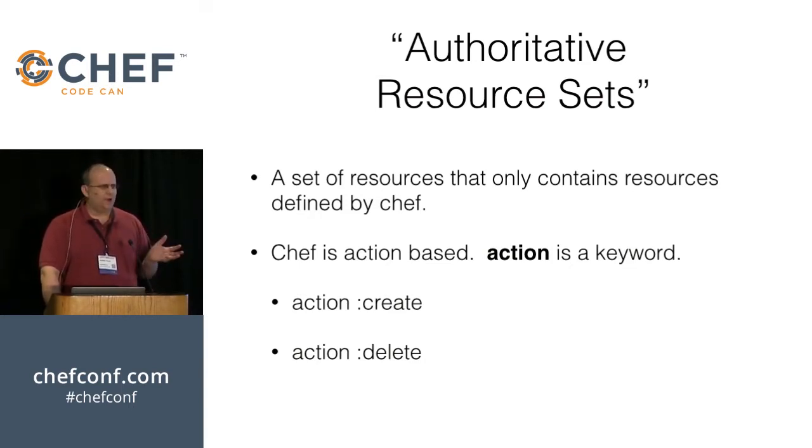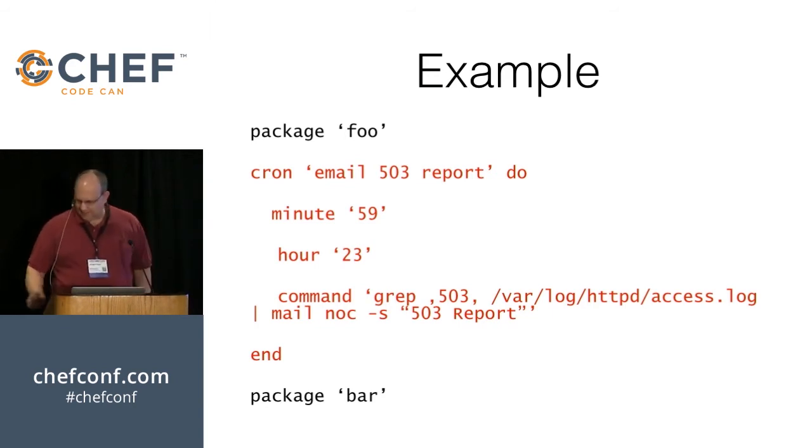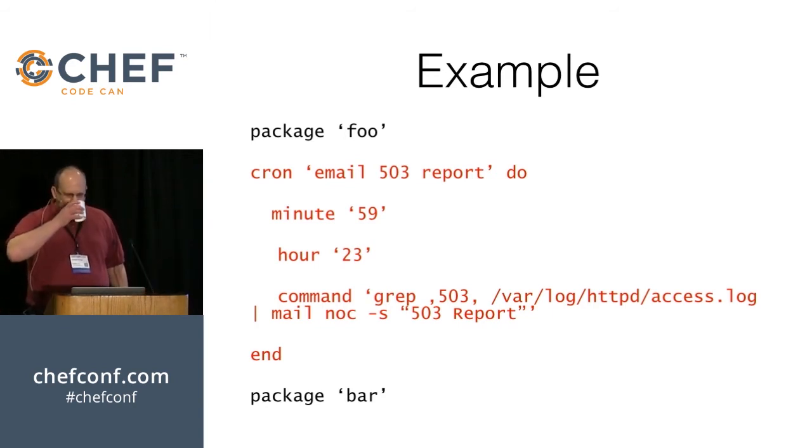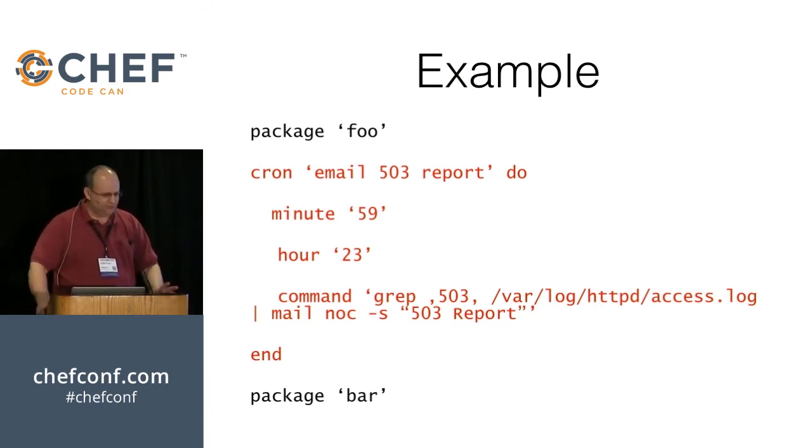We had a problem where we were getting some 503 errors out of an Apache cluster, and they were trying to figure out what it was and if there were time spikes and things like that, so coming through and doing some reports. They said, well, we need the stats. Great, let's just add a cron resource. Now, this isn't what was actually used, but you get the idea. You add the report cron job, and the report gets mailed to the NOC.